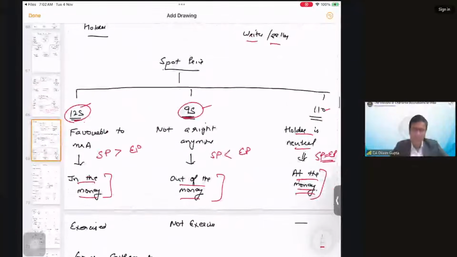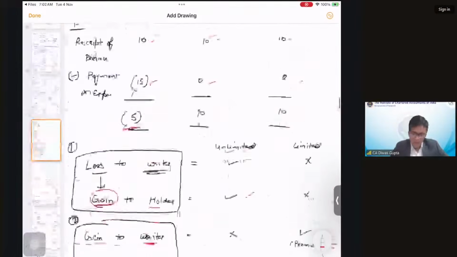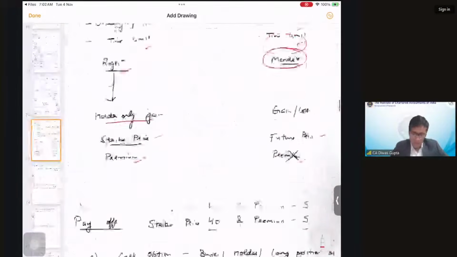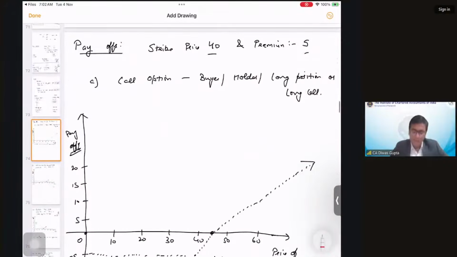Even through this example, we discussed what the different payoffs are going to be. Now in today's session, let's start with the concept of the different payoff diagrams, the different payoff charts. So in this case, we are assuming the strike price to be 40 rupees and the premium of 5 rupees.